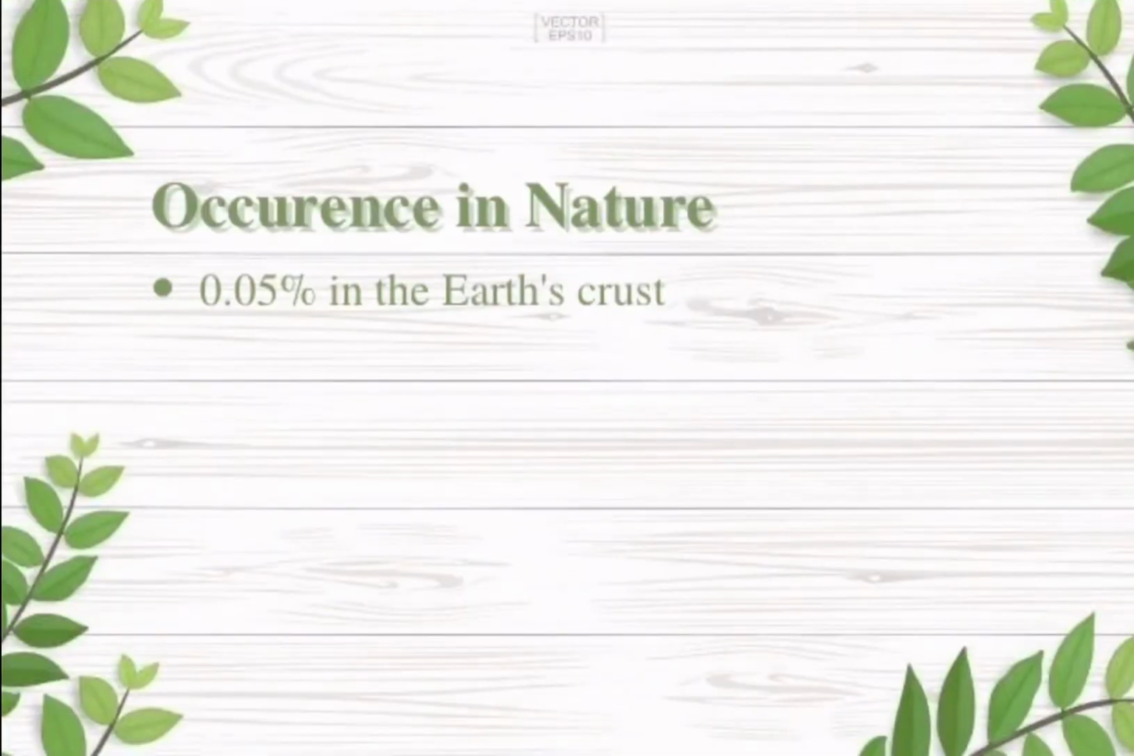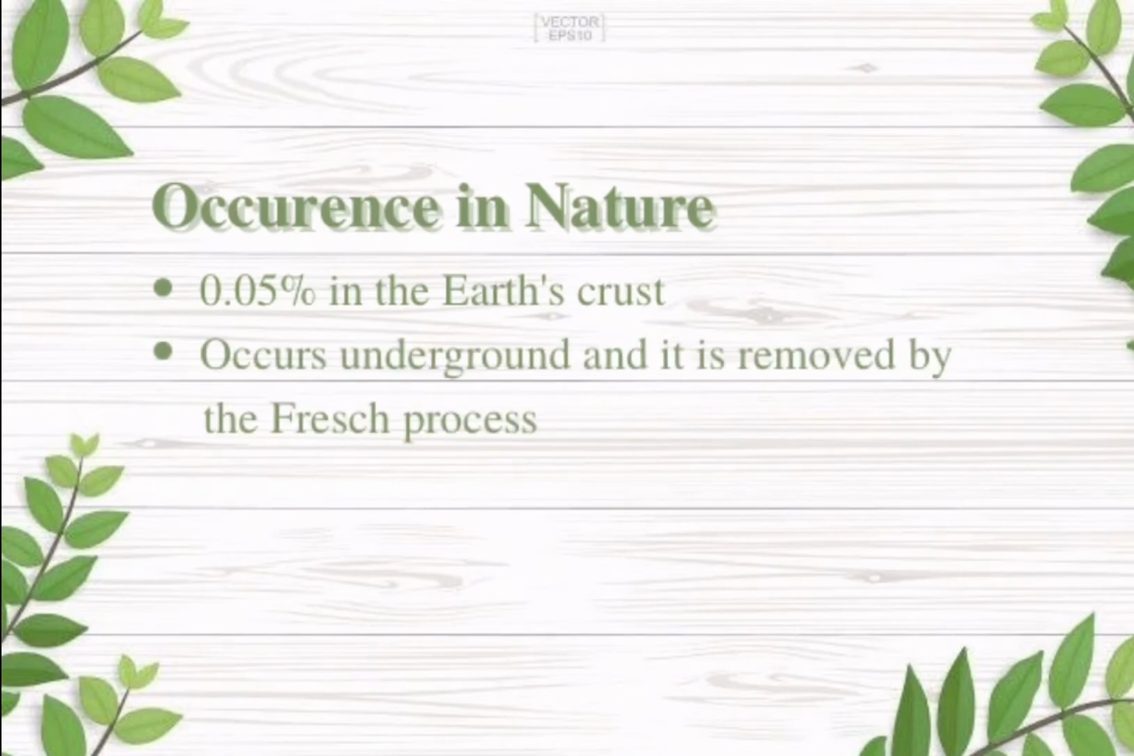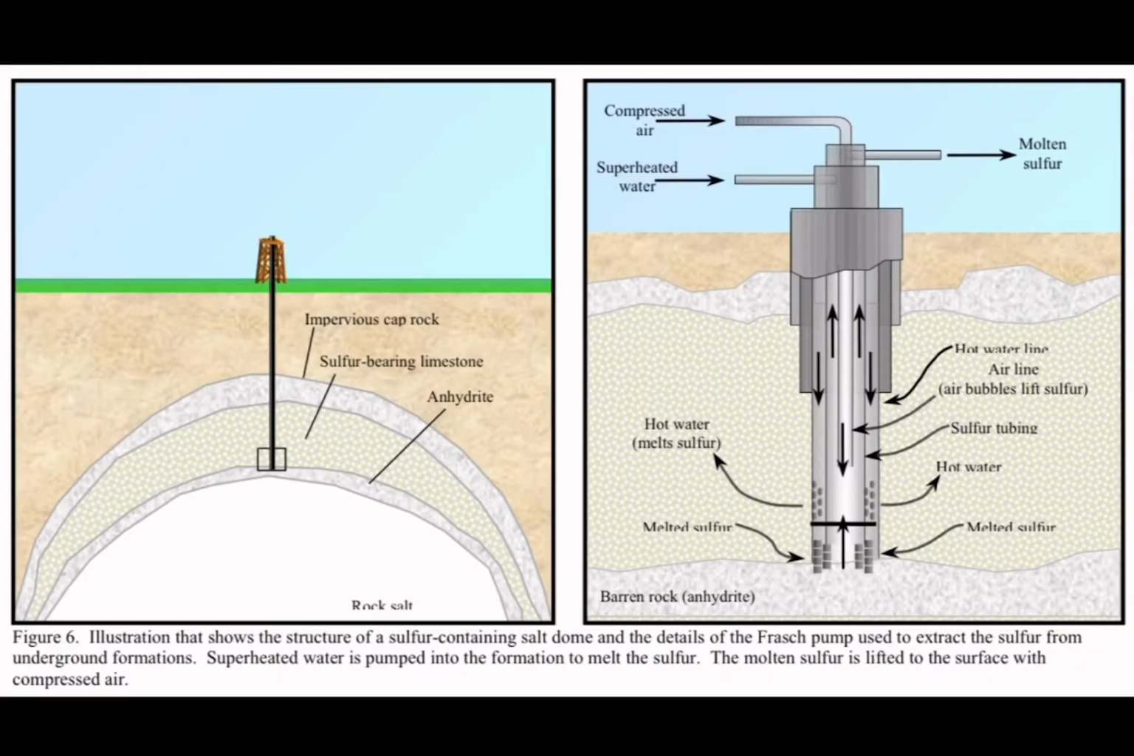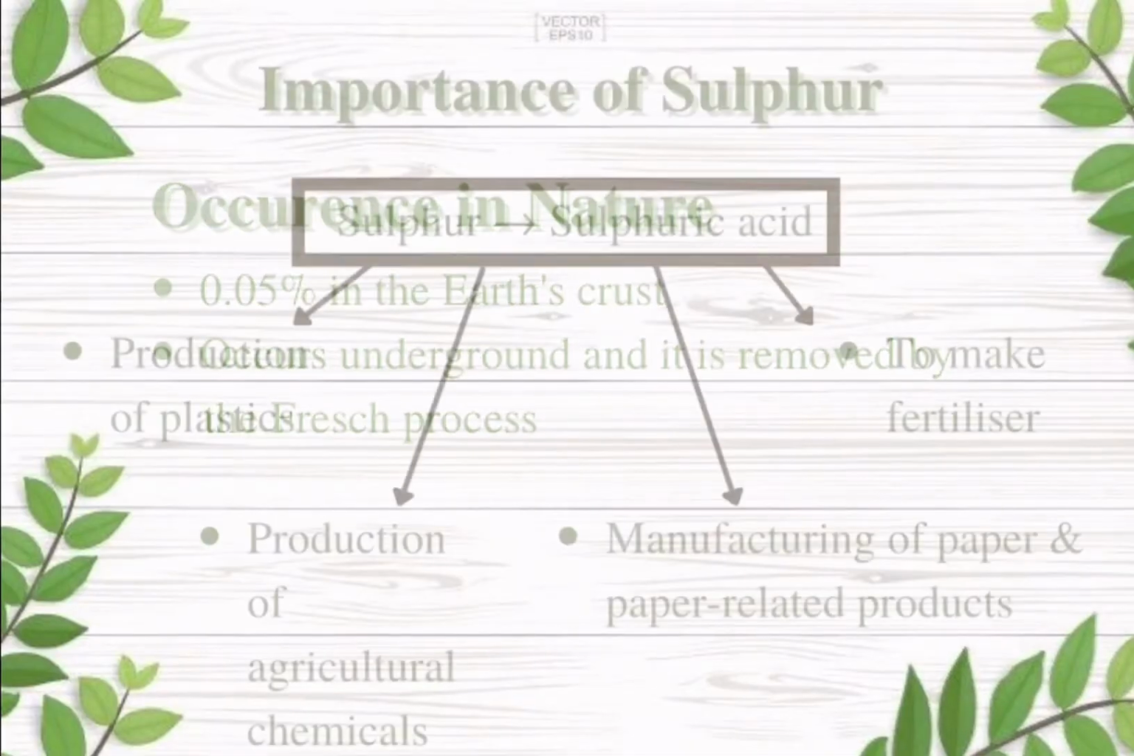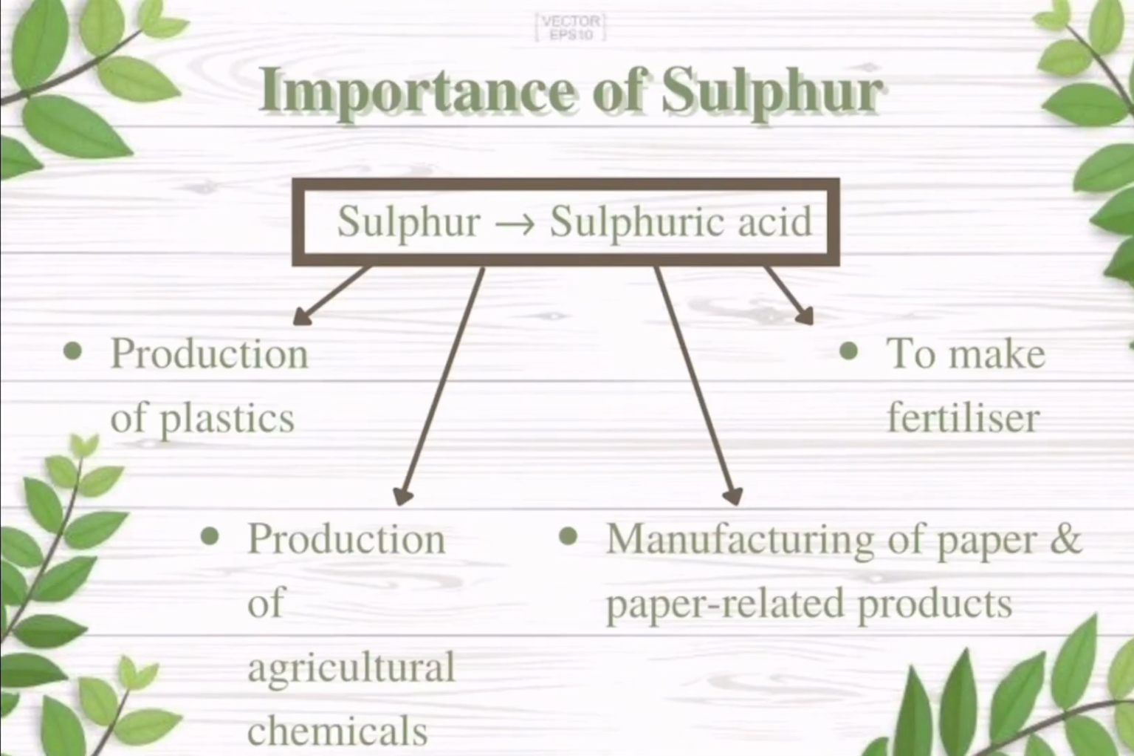Moving on, there is also 0.05% of sulfur in the earth's crust, and sulfur also occurs underground and is removed by the Frasch process. Here, I included a picture of the Frasch process, which is a method of mining sulfur from underground. Sulfur will be processed into sulfuric acid to make fertilizer, and sulfuric acid will also be used in the production of plastics, agricultural chemicals, and also in the manufacturing of paper and paper-related products. In this video, we'll be focusing on the usage of sulfuric acid in the making of paper pulp.